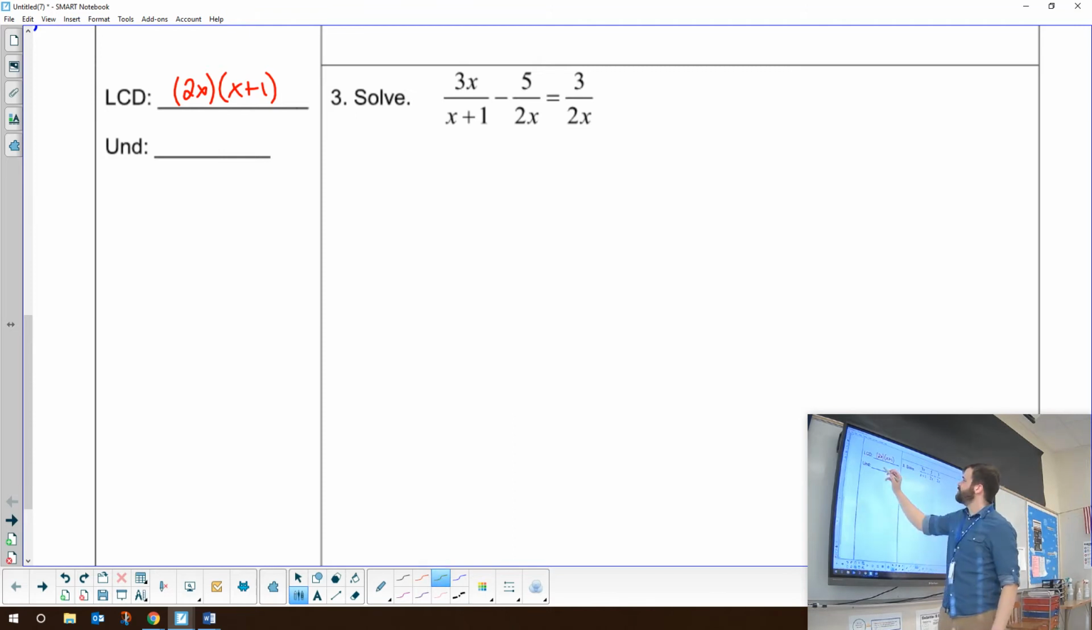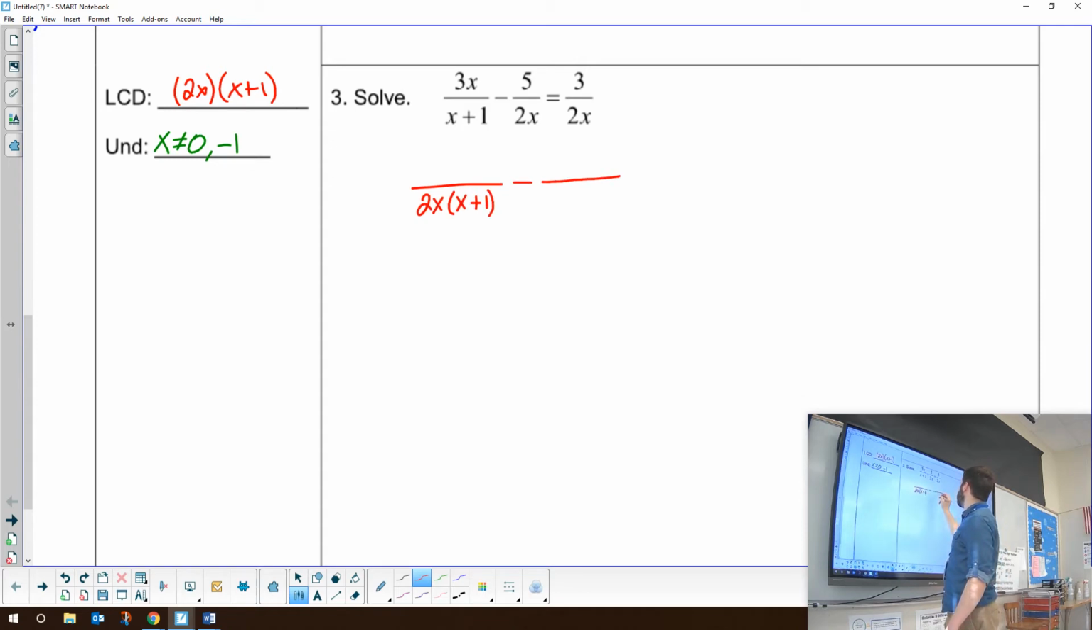That means my undefined is going to be x can't equal 0 or negative 1. All right, so now I'm going to go ahead and write out my common denominator again just to make sure we're on the same page. So we're going to write out 2x times x plus 1 minus, another parentheses, 2x times x plus 1 equals 2x times x plus 1.